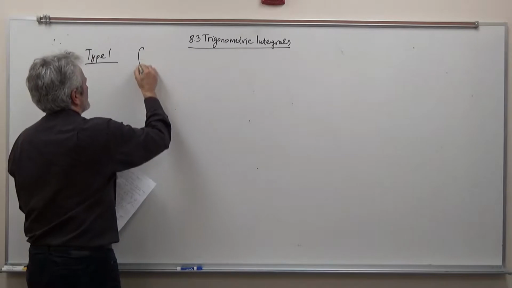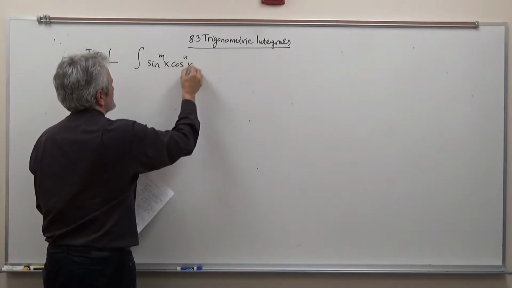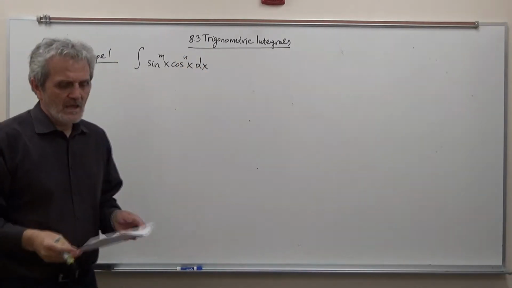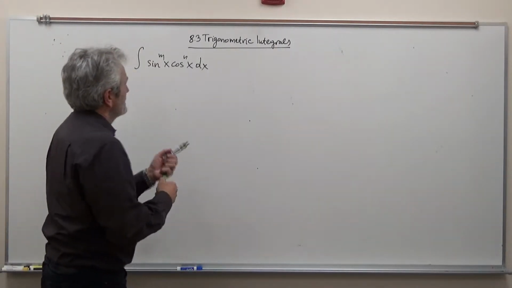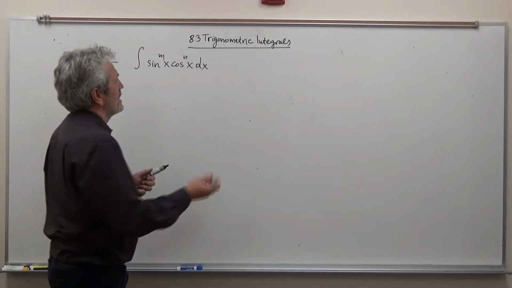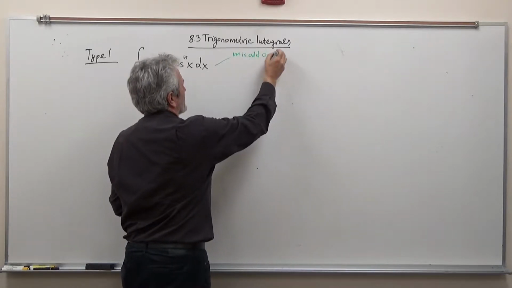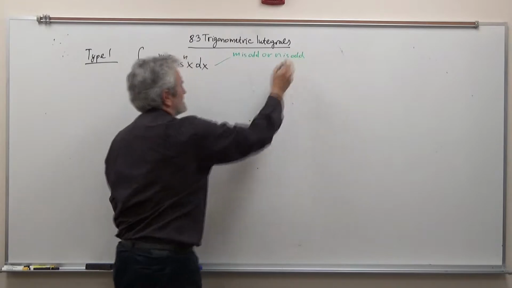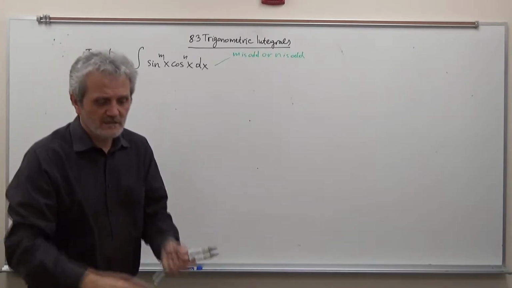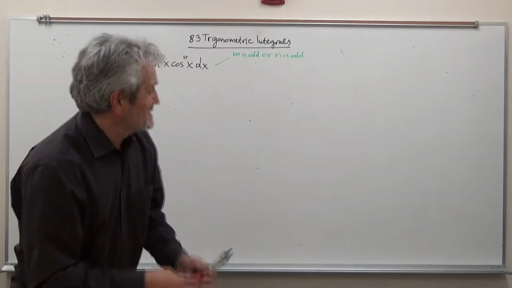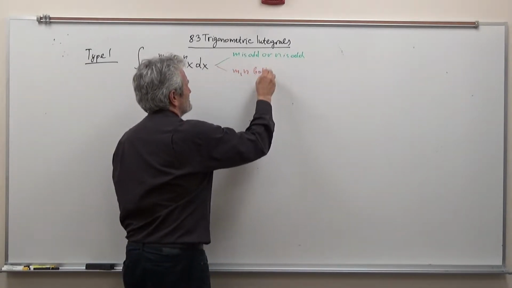So those are integrals of the form sine m to the x cosine n to the x dx. And then basically there are some fairly trivial cases, and then there's a little more complicated one. So if m is odd or n is odd, that's very simple. It's basically derivative ready in a way. The case that's a little more complicated is if they are both even. M and n both even.